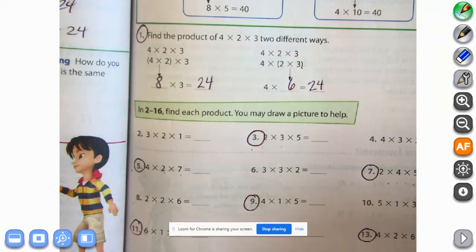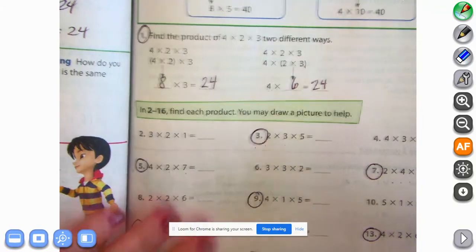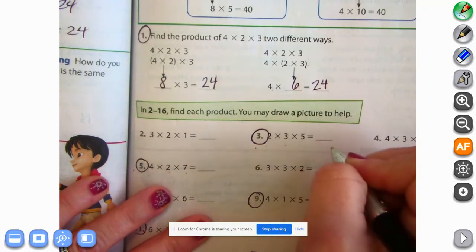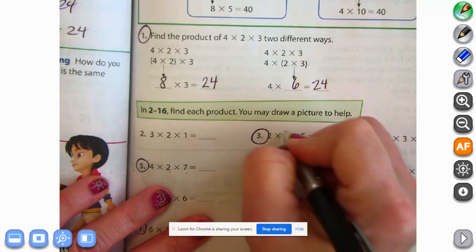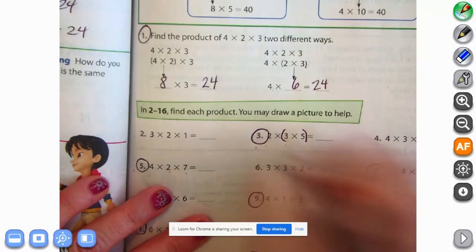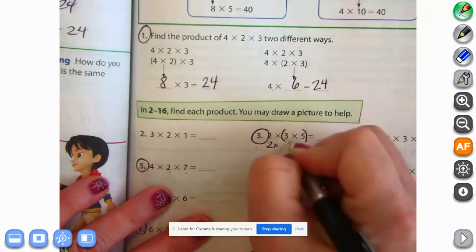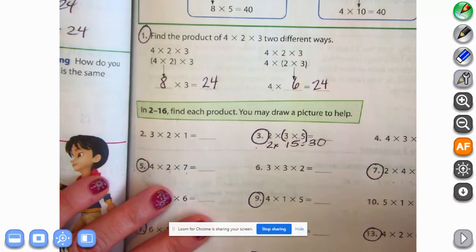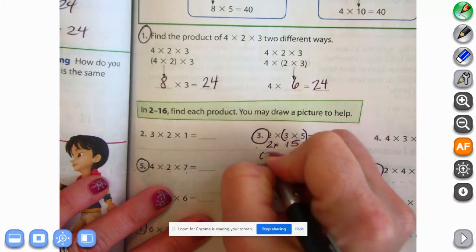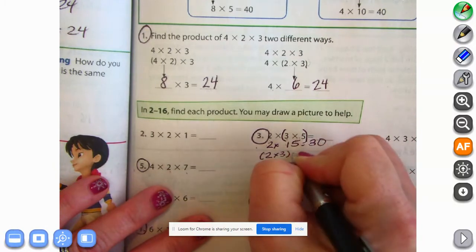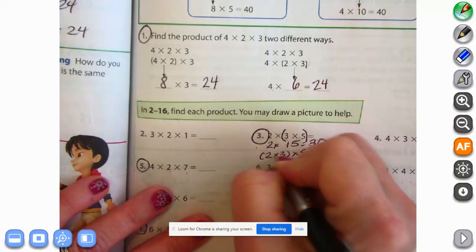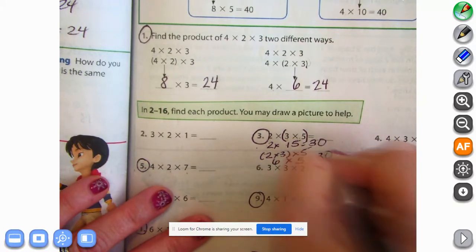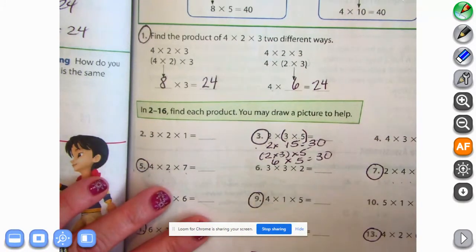I'm going to try to write both ways so that it'll help, but we'll see how much room we have. Let's give it a try on the first one. All right, 2 times 3 times 5. So if I put my parentheses around the 3 and the 5 on this one, then it's 2 times 3 times 5, which is 15, which equals 30. I can also do 2 times 3 is 6, times 5 equals 30. 30 and 30, so I've got it right.